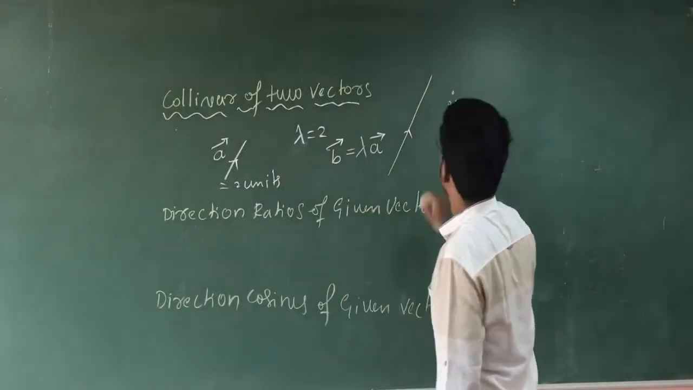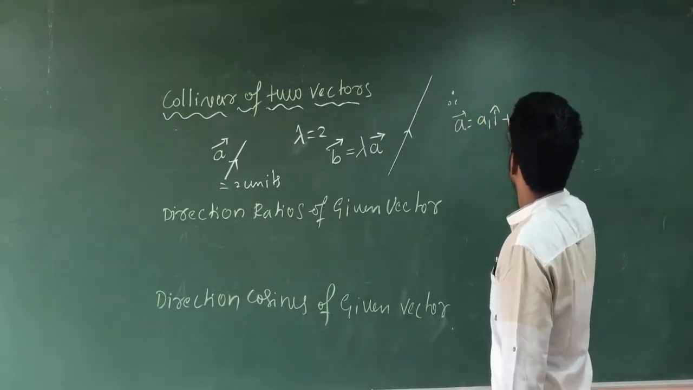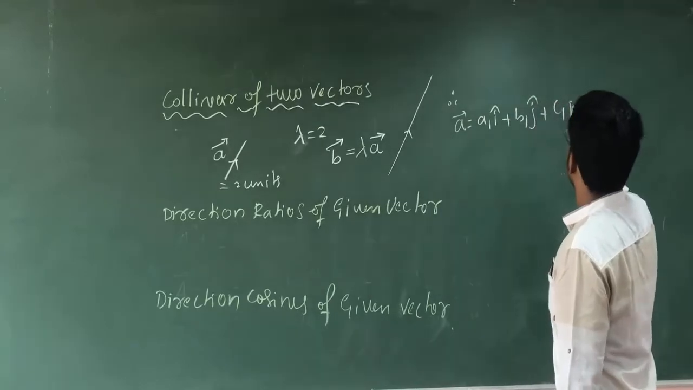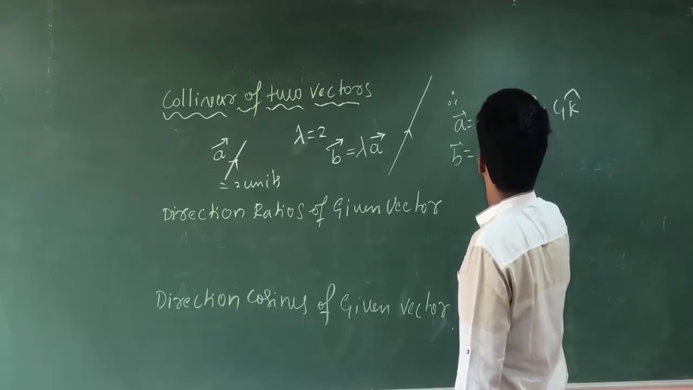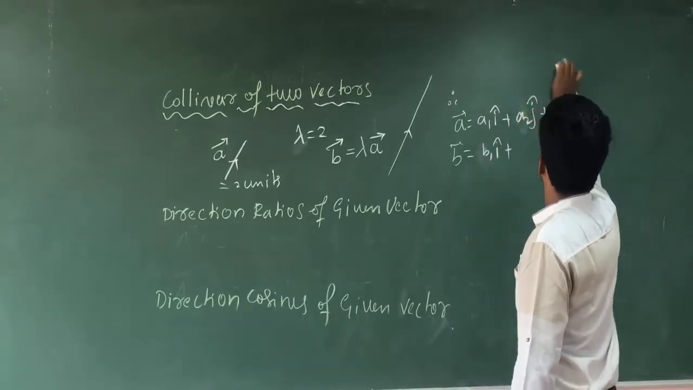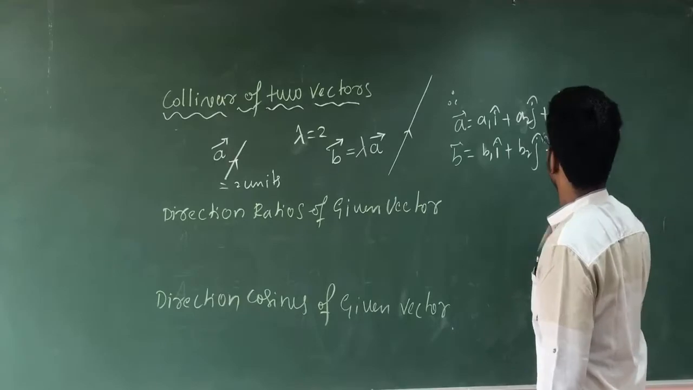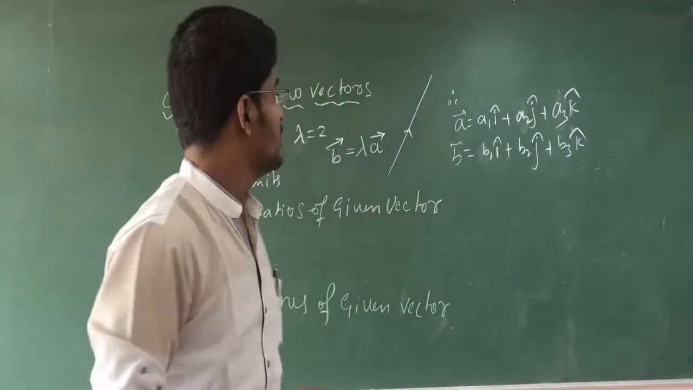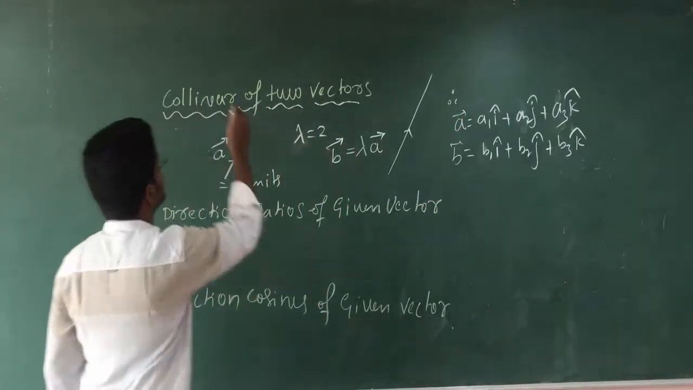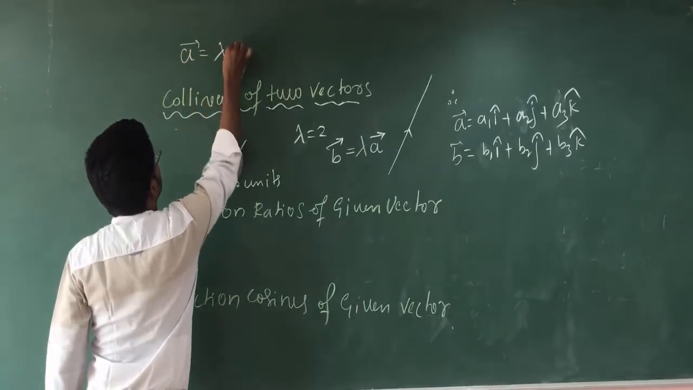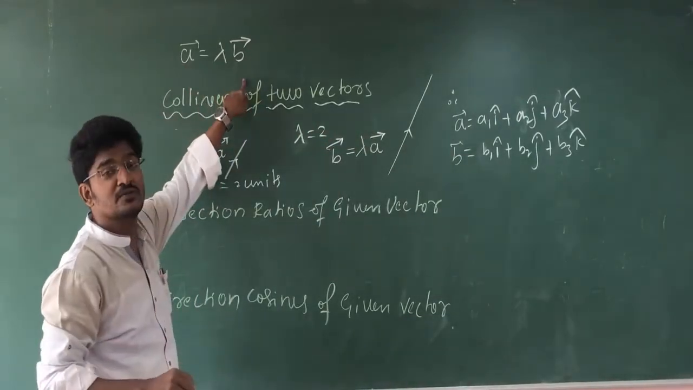Therefore, see here what happens. If vector A equal to A1 i cap plus B1 j cap plus C1 k cap and vector B equal to B1 i cap, B2 j cap, B3 k cap. These are the two vectors, vector A and vector B. Now, these two vectors are collinear. That means, how can you write that? Vector A equal to lambda times of vector B. You can write these two vectors as vector A equal to lambda times of vector B.